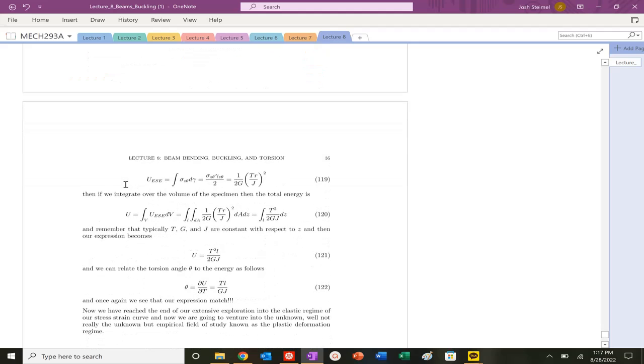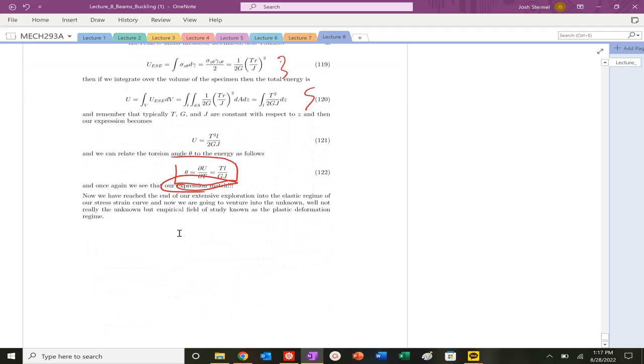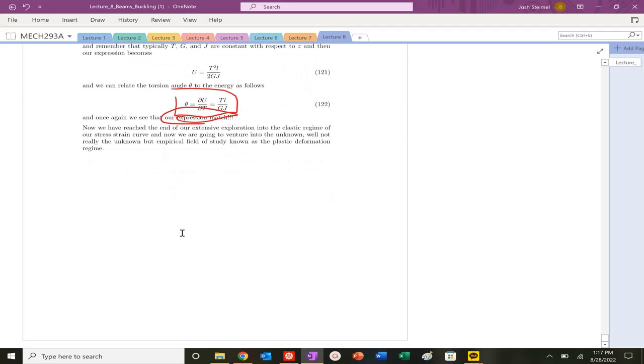So you can derive a similar expression from our energy considerations. We'll go ahead and skip that. Again, it's always nice when things match, but that is it for torsion.